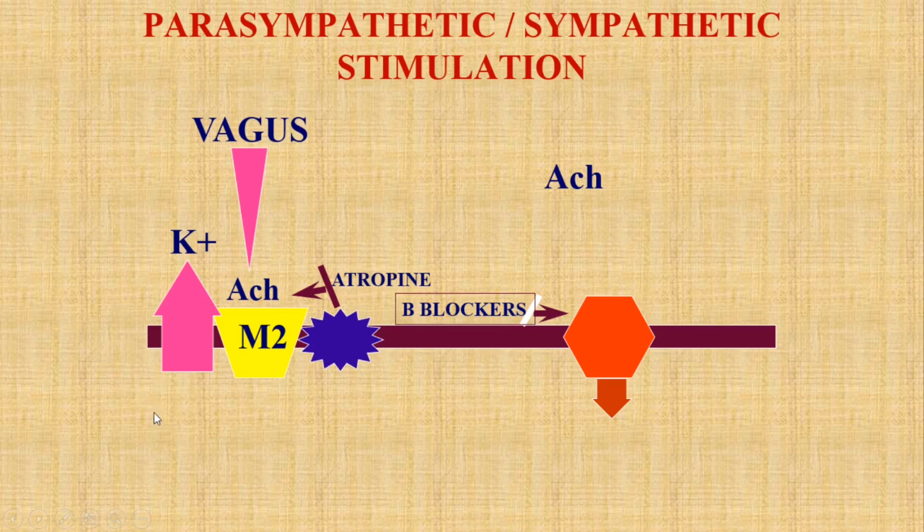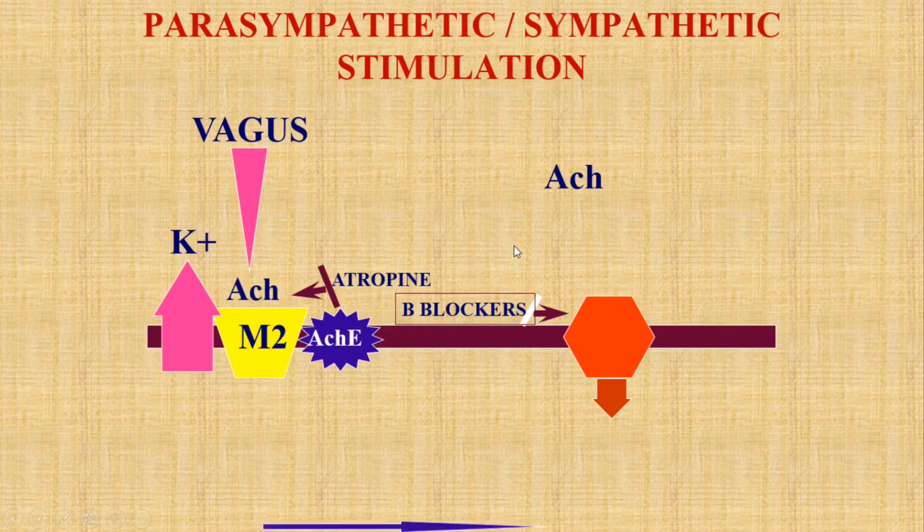This will make the membrane potential go very slowly to the threshold level. That is, the slow spontaneous depolarization will become very slow to reach the threshold. So the number of action potentials per minute is decreased.